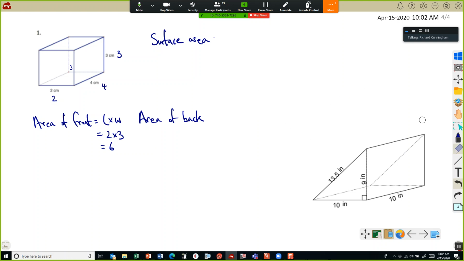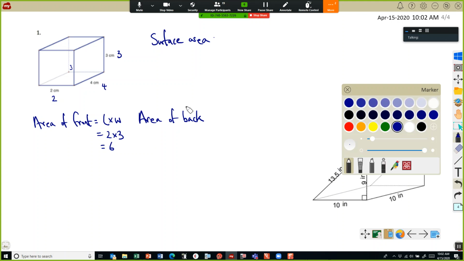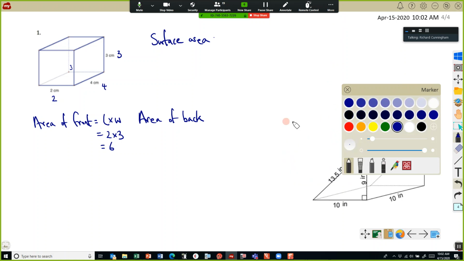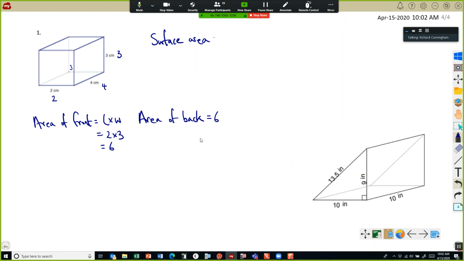What can you tell me about the area of the back rectangle? So this one here. Yep, it's the same as the front. Thank you, Josh. So it is also going to be 6.